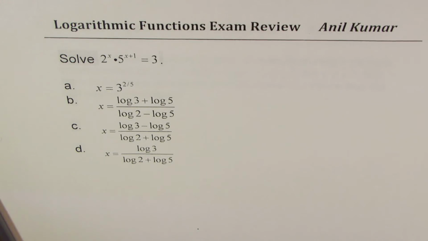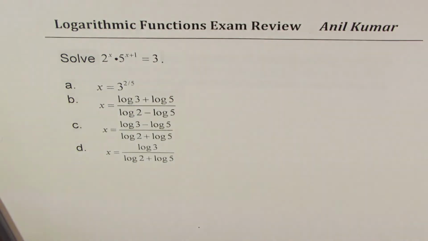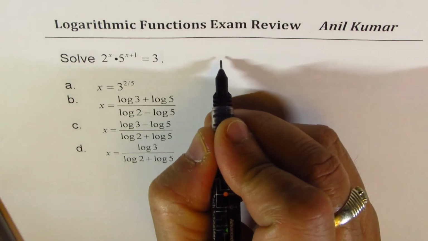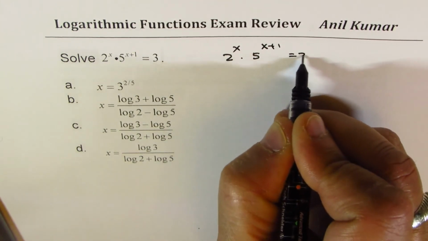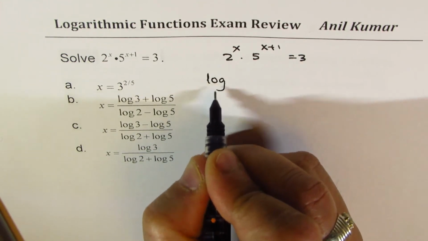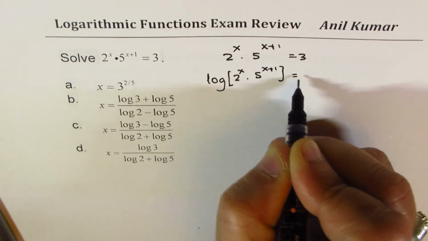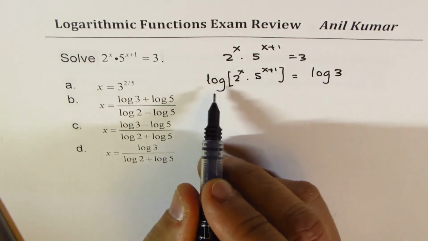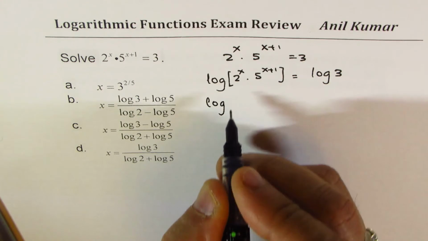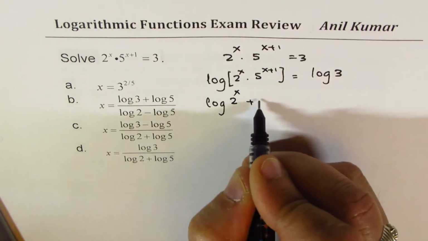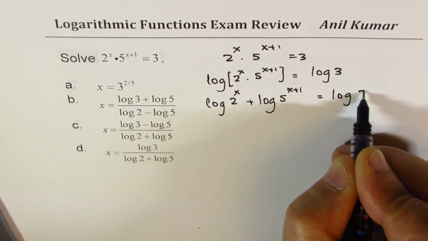So now we need to solve 2 to the power of x times 5 to the power of x plus 1 equals 3. So let's rewrite the equation. It is 2 to the power of x times 5 to the power of x plus 1 equals 3. If I take log on both sides, I get log of 2 to the power of x times 5 to the power of x plus 1 equals log of 3. Now here we could write this as a sum, right? That is how we are seeing all the solutions. So we get log 2 to the power of x plus log 5 to the power of x plus 1 equals log of 3.